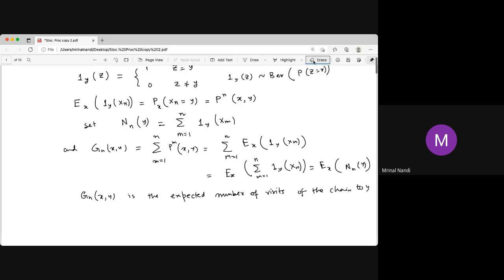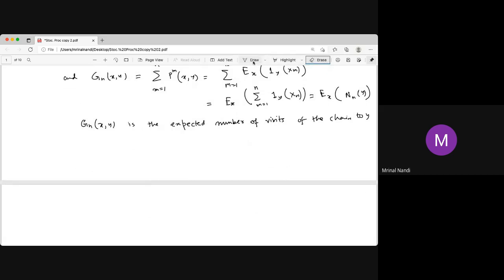It is the expected number of visits. So it is the expected number of visits by the chain to y in the n steps, during the times m equal to 1, 2, up to n. So it is in n times, and we have to let n tend to infinity. Then we will get the expected number of visits for this chain for an infinitely long time.